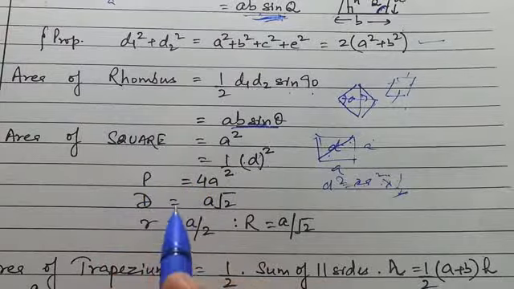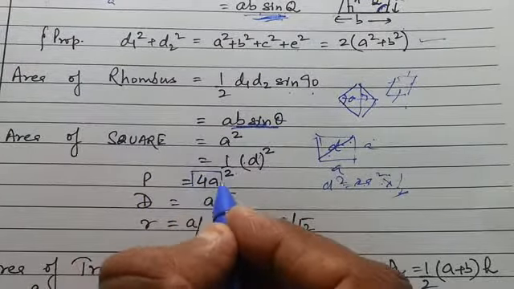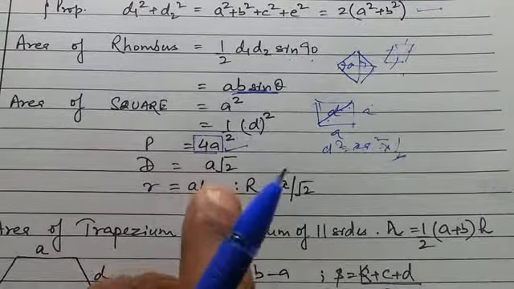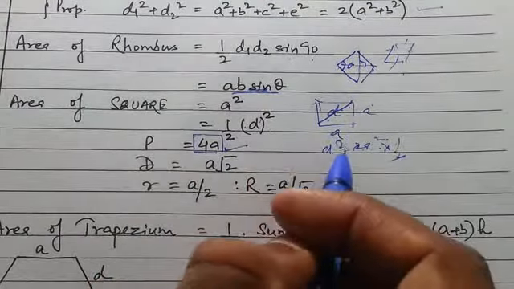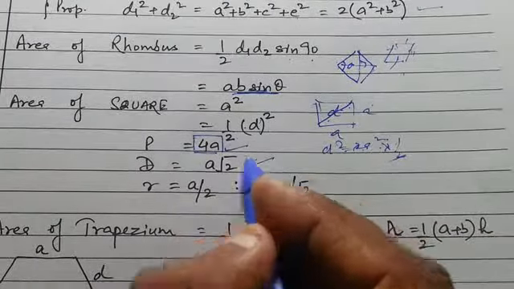What is the perimeter then? Perimeter is the sum of the lengths of all the sides. So a plus a plus a plus a will give me 4a. This is the perimeter. What is the diagonal? Diagonal again I can find out. d square is equal to 2a square. So what is d? d is equal to a root 2. So it is over here.